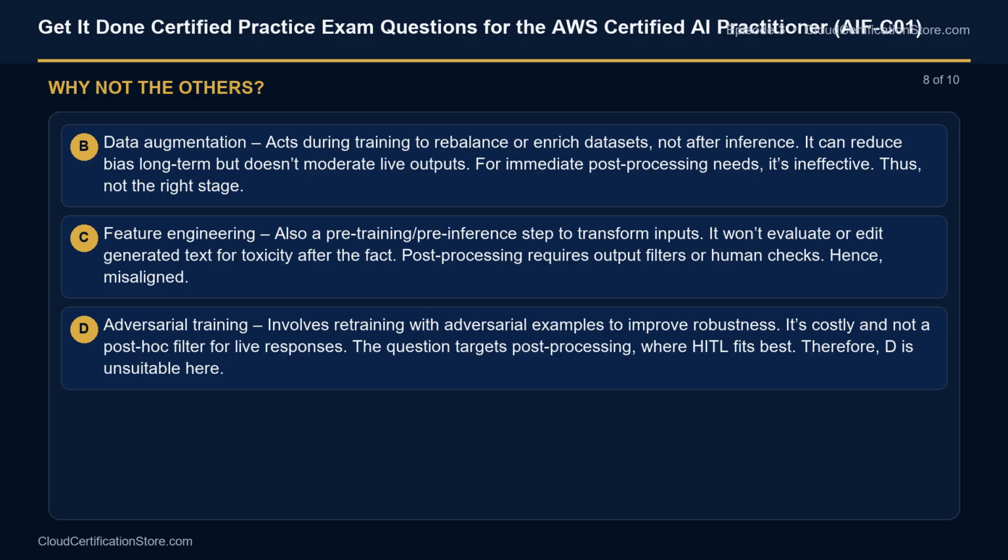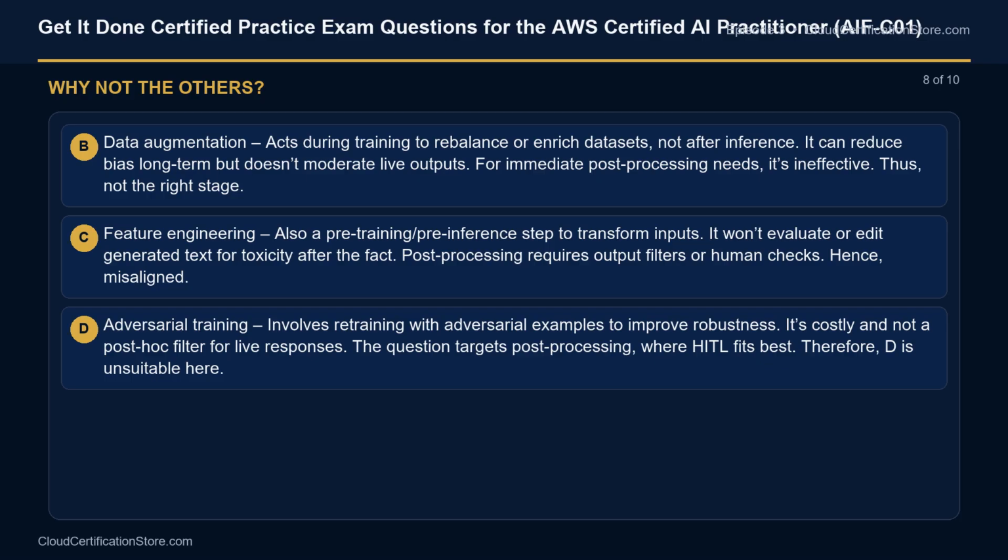Why not option B? Data augmentation acts during training to rebalance or enrich datasets, not after inference. It can reduce bias long-term but doesn't moderate live outputs. For immediate post-processing needs, it's ineffective. Thus, not the right stage.